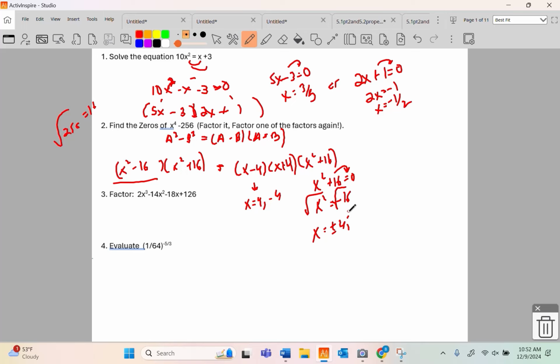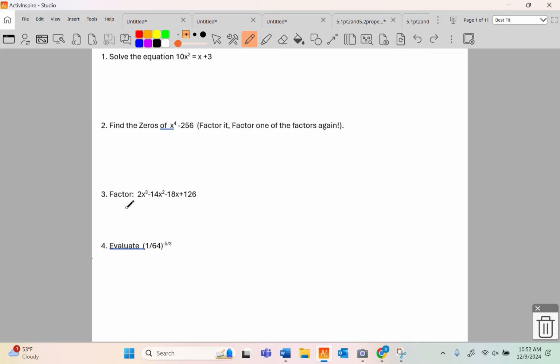Moving on to 3. 3 is your grouping problem, has been for a minute. Both pieces contain a 2x squared, cubed and squared. I'm left with x minus 7. X minus 7 must repeat. And to make this an x, I'm going to pull the -18. And I promise you that 18 times 7 is 126.